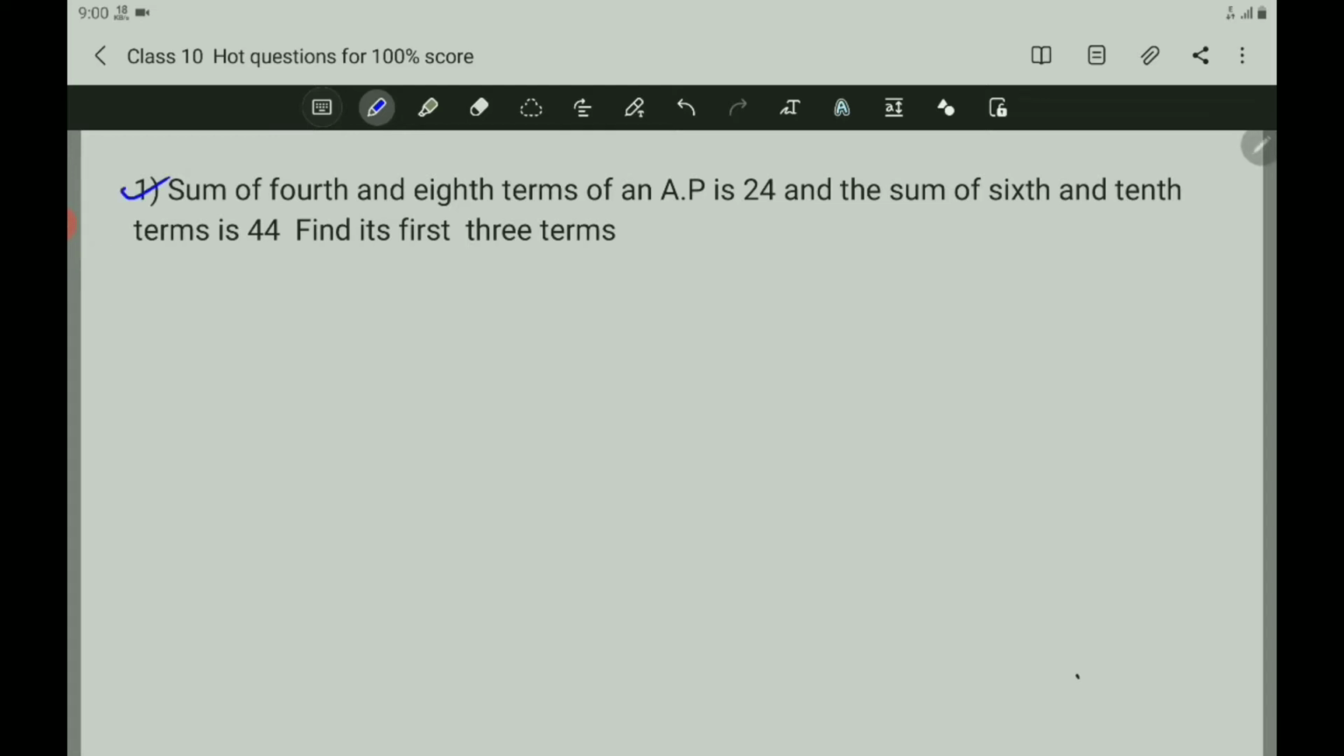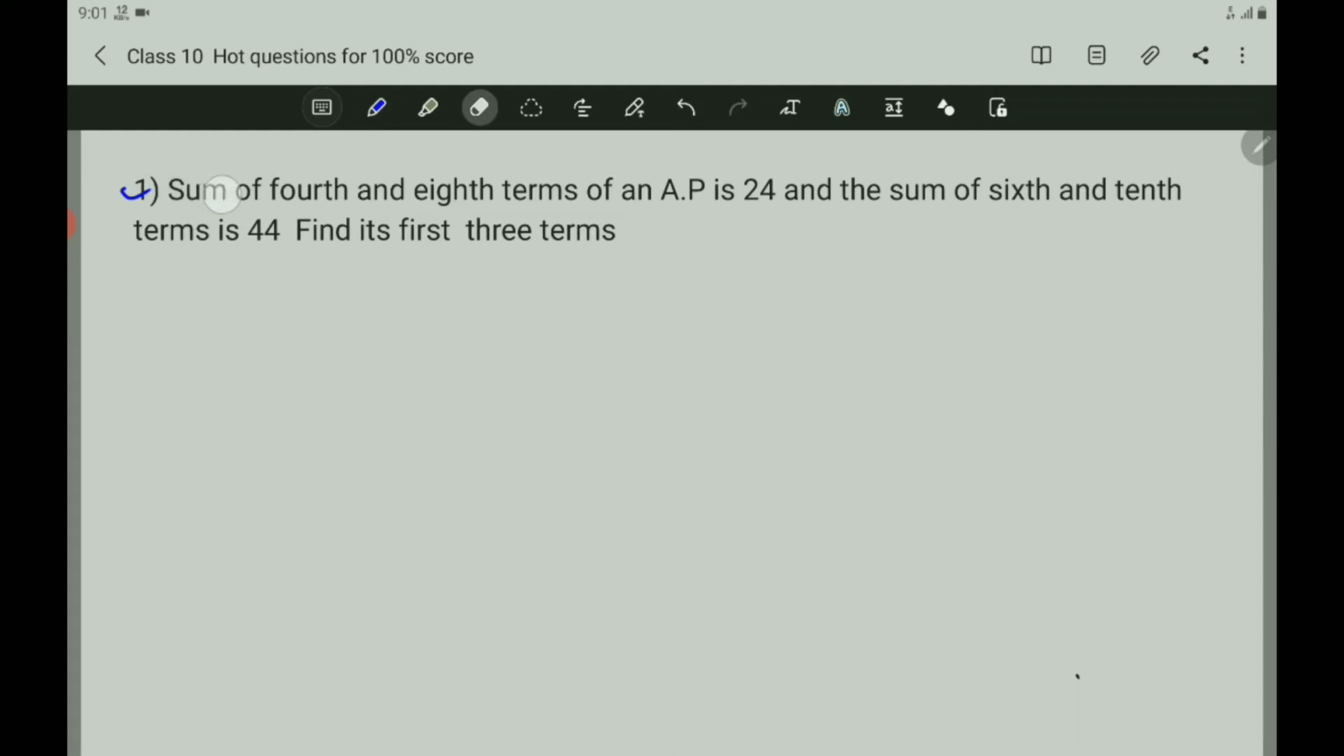Now you take the first question. Sum of 4th and 8th terms of an AP is 24 and the sum of 6th and 10th terms is 44. Find its first three terms. Read the question and try to understand the problem here.